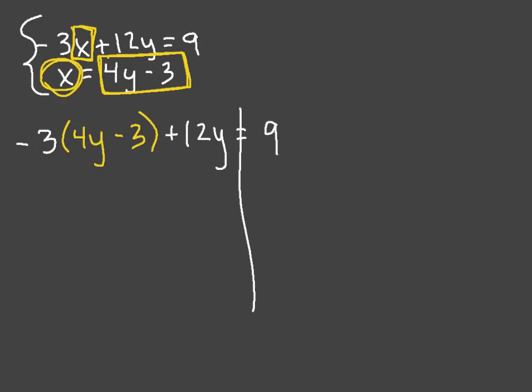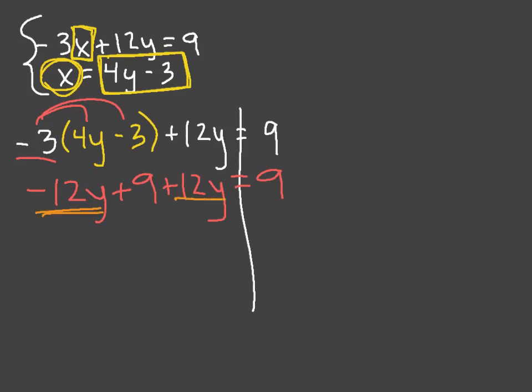Now we're going to solve this problem, starting with our distributive property. Negative 3 times 4 is negative 12y. Negative 3 times negative 3 is a positive 9. The plus 12y comes down and it's still going to equal 9. Now I need to combine my like terms. Negative 12y plus 12y is going to make 0y. The 9 is coming down right here, and it's still going to equal 9.